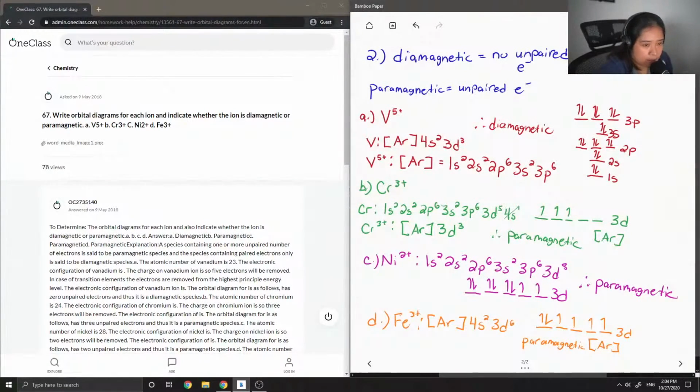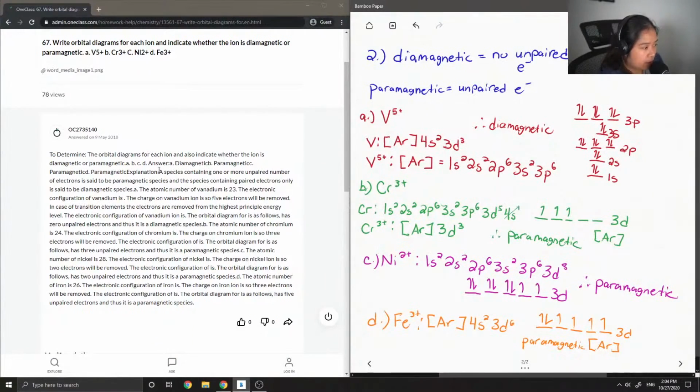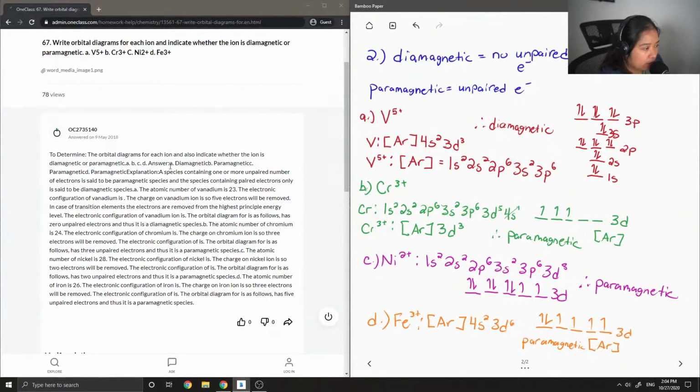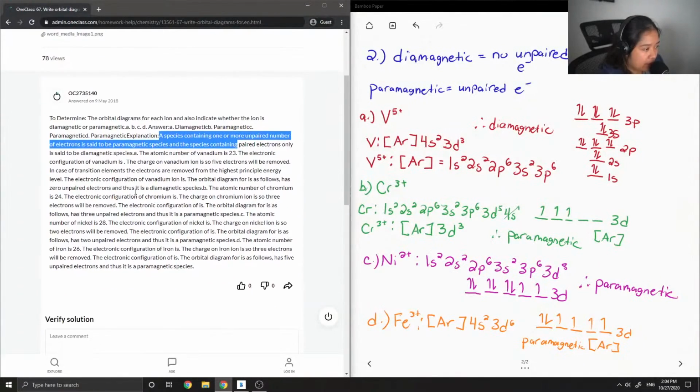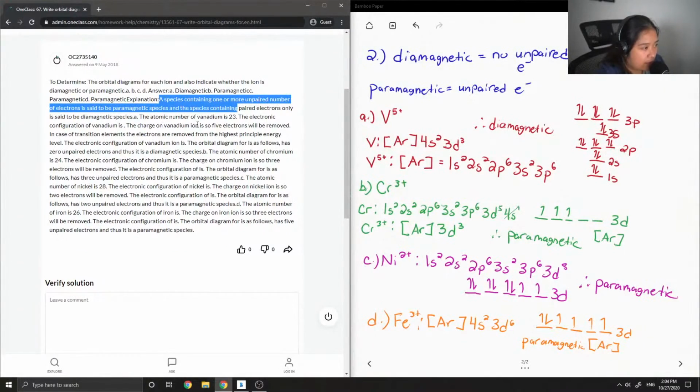Okay, so let's see the answer from our junior tutor. Two orbital diagrams for each ion and also indicate that. So A diamagnetic, B paramagnetic, C, D paramagnetic. A species containing one or more unpaired electrons is said to be paramagnetic, and the species containing paired electrons only is said to be diamagnetic. Atomic number for vanadium is 23. The charge on the vanadium ion is 5+, so 5 electrons will be removed.